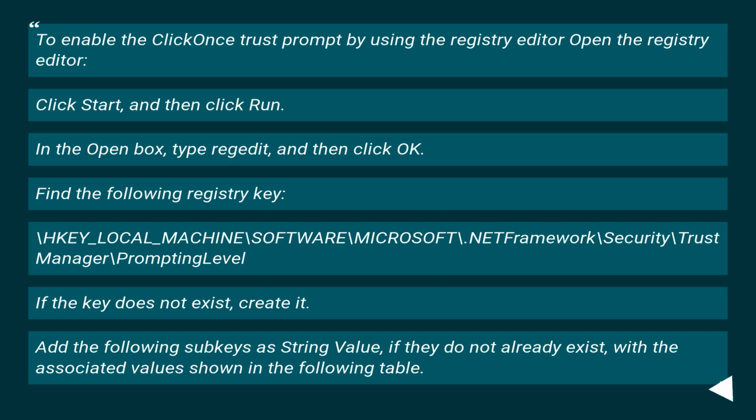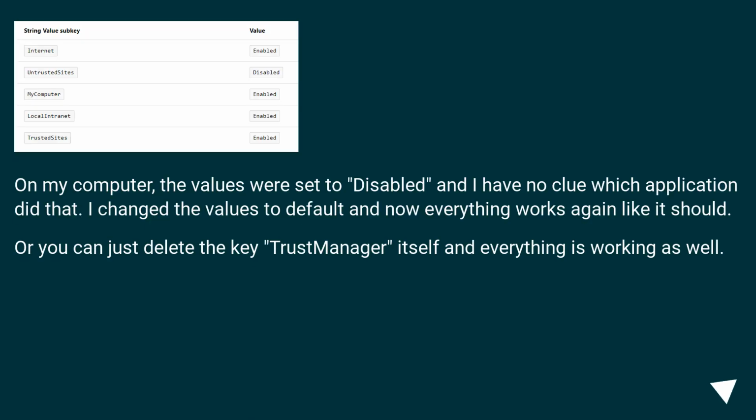Add the following subkeys as string value, if they do not already exist, with the associated values shown in the following table. On my computer, the values were set to disabled and I have no clue which application did that. I changed the values to default and now everything works again like it should. Or you can just delete the key TrustManager itself and everything is working as well.